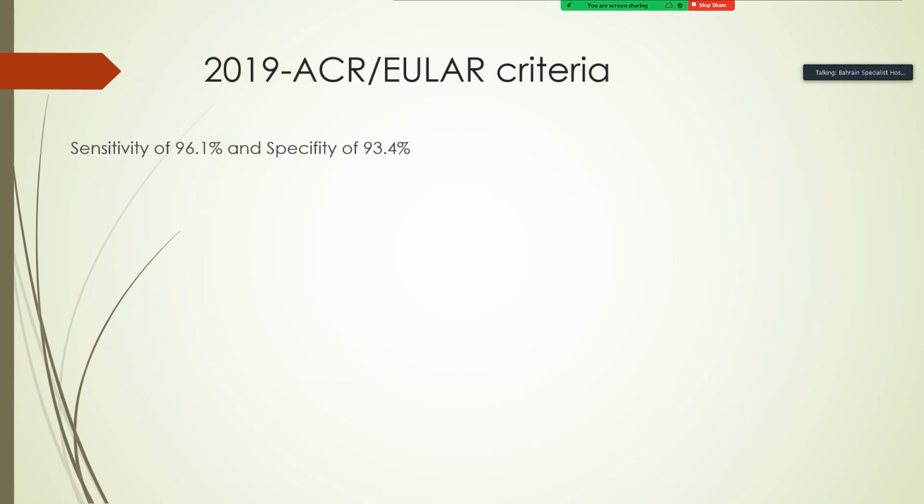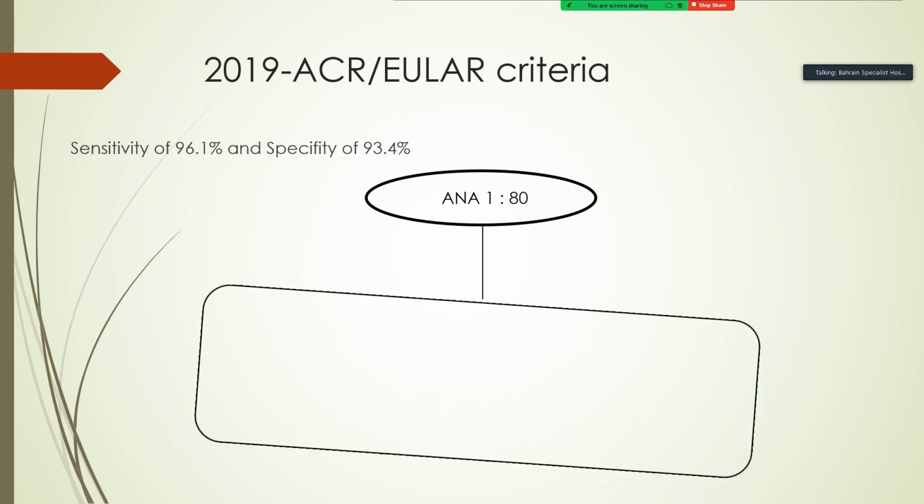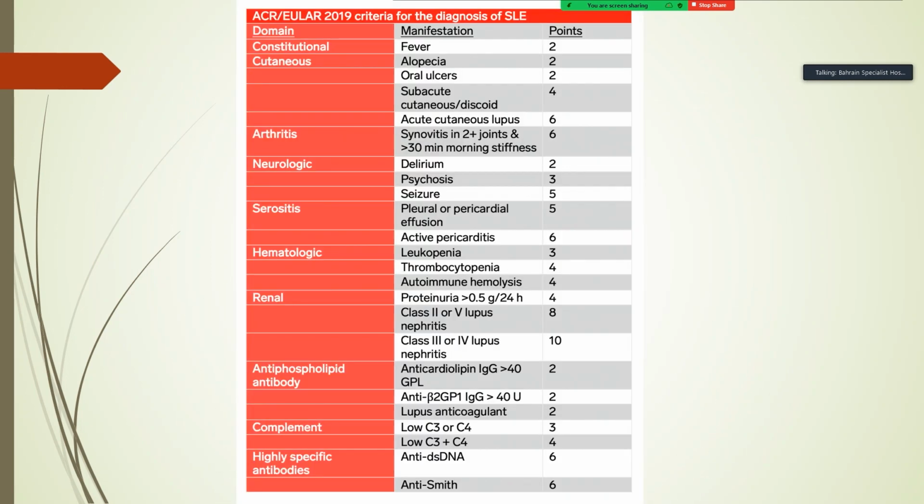So this is the 2019 American College of Rheumatology criteria, and it has a sensitivity of 96% and specificity of 93%. So it states that the ANA should be positive at 1:80 in any patient we are suspecting of SLE. With that, the other clinical manifestations should be there. So this is the criteria which includes the clinical manifestations. It includes the domains and the manifestations.